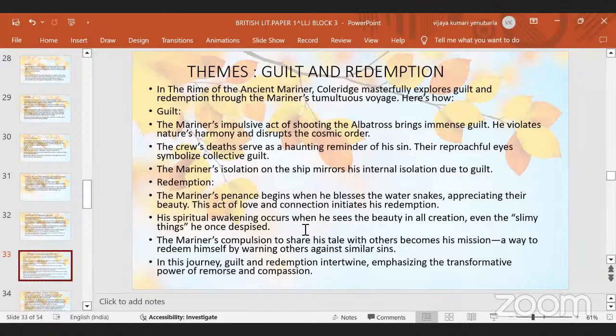His spiritual awakening occurs when he sees the beauty in all creation. So he could see beauty in each and every creation of God, even the slimy things, even the things which do not appear beautiful. The mariner's compulsion to share his tale with others becomes his mission, a way to redeem himself by warning others against similar sins. So now why is he stopping each and every guest and trying to say something? He is preaching that he wants to share the news: don't do sinful deeds. Even if you do, try to take penance, you need to take repentance and you need to take redemption from God. In this journey, guilt and redemption intervene, emphasizing the transformative power of love and compassion.